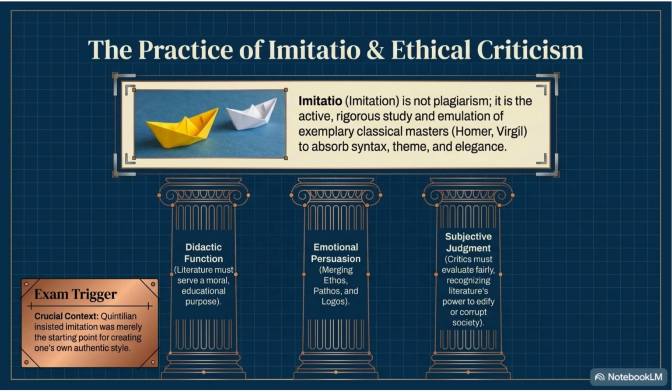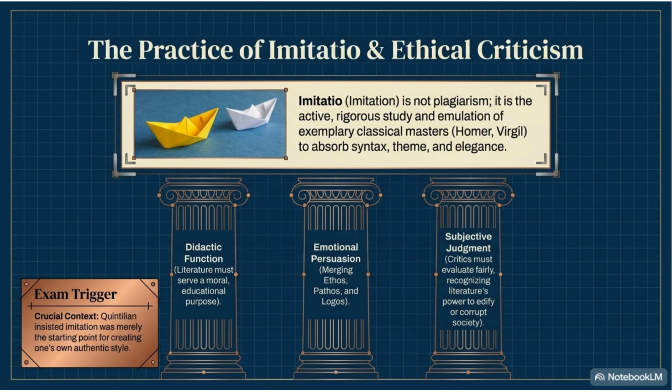So far, we have learned how Quintilian educated an orator, how he structured speeches, and what kind of style he believed an orator should follow. Now we come to another very important question. How does someone become a great writer or speaker? Can greatness appear overnight? Can someone become another Cicero simply by reading one book? Quintilian says, greatness develops through careful study, continuous practice, and intelligent learning from great masters.